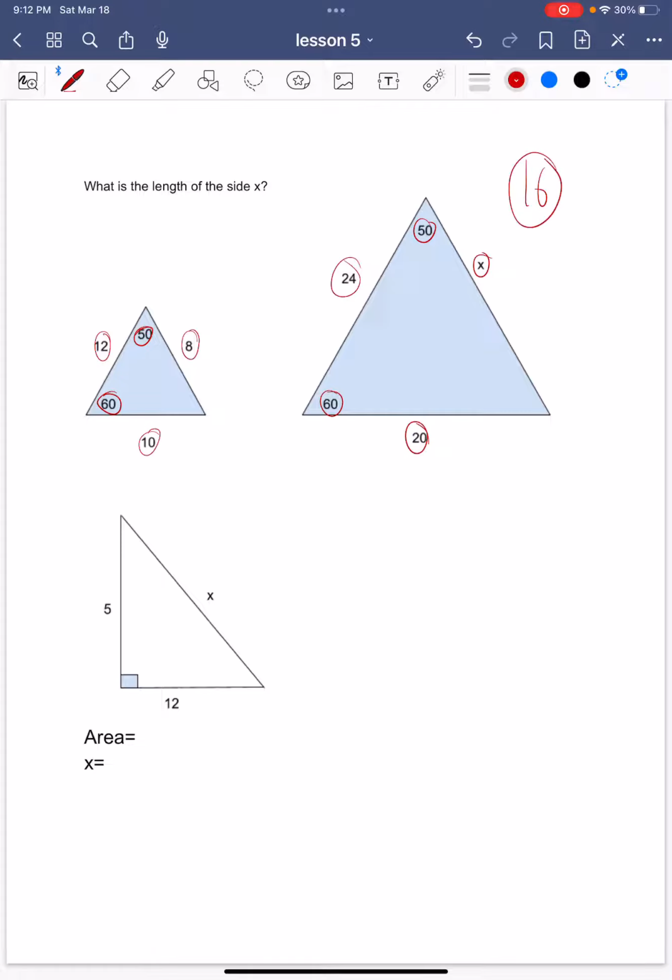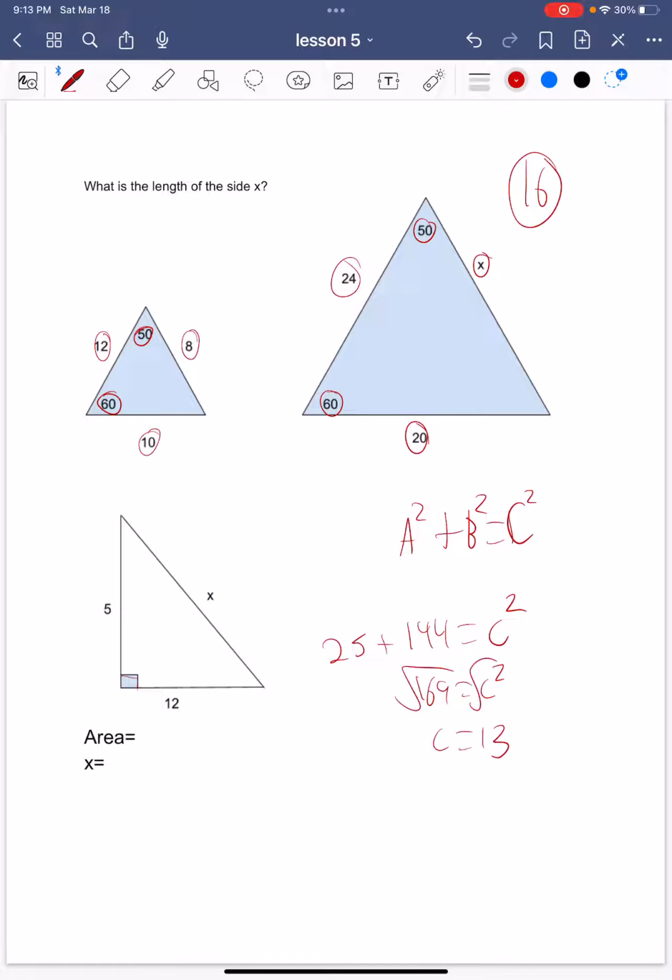What is the area and what is x? Well, we know that since we have this little tick mark here, the square, it's a right triangle. So a squared, one of the legs, plus b squared, the other leg, equals c squared, the hypotenuse. So 5 squared is 25, plus 12 squared is 144, equals c squared. This is going to be 169 equals c squared. If we take the square root of that, c equals 13.